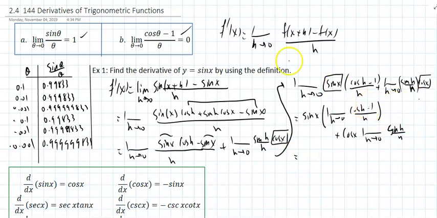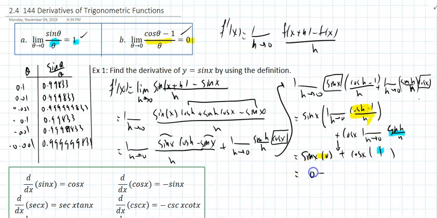And you'll notice this right here, cosine of h minus 1 over h, is really right there. That's a 0. So that is the sine of x times 0 plus the cosine of x. And you notice that this is the sine of h over h. It's right there. That's a 1.